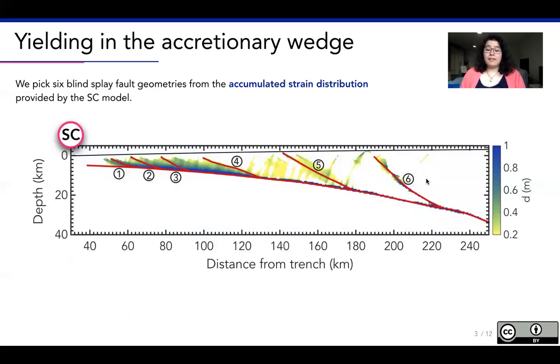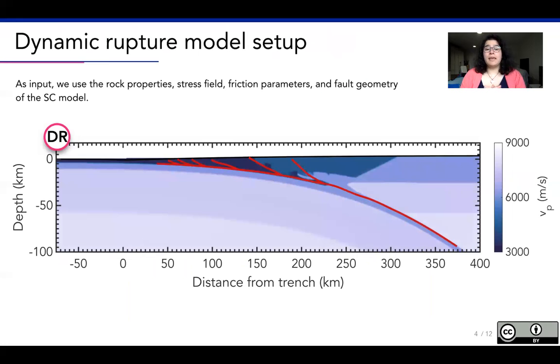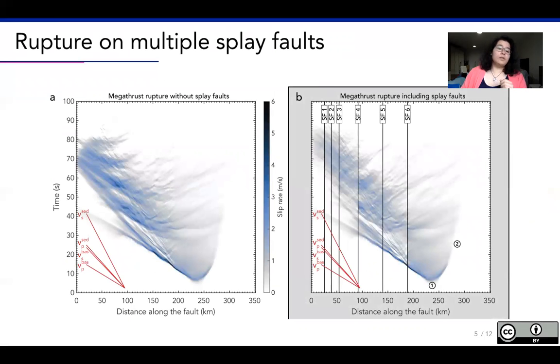And now that we have this model, we can make our dynamic rupture model setup. We use everything from the seismic cycle model: the rock properties, the stress field, the friction parameters or the strength of the rocks, and the fault geometry. And previously we only used a megathrust, but now we also have these 6 splay faults. Okay, so what do we see?